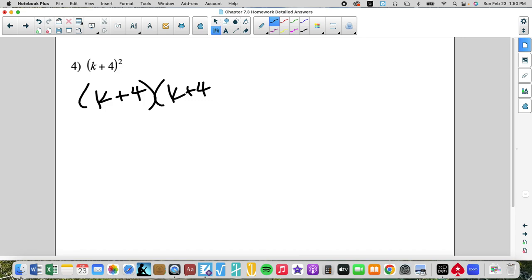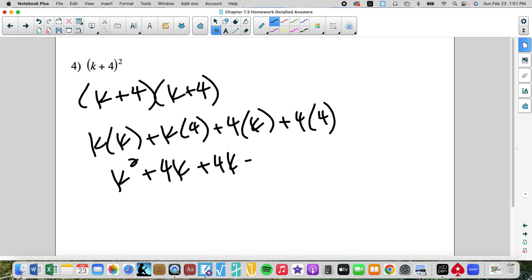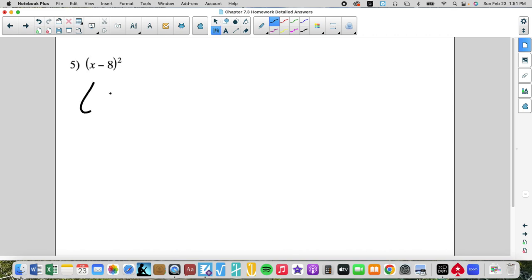beginning step is to write out that binomial into the product of two of the same thing. So k times k plus k times 4 plus 4 times k plus 4 times 4. K times k is k squared. K times 4 is 4k. 4 times k is 4k. 4 times 4 is 16. K squared plus 8k plus 16. These are getting easy. I like it. I see a nice little similarities to my double distribution.